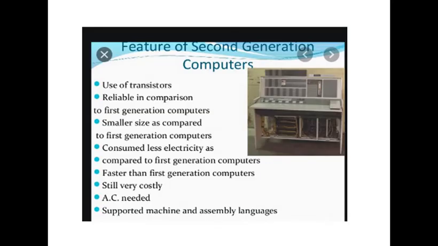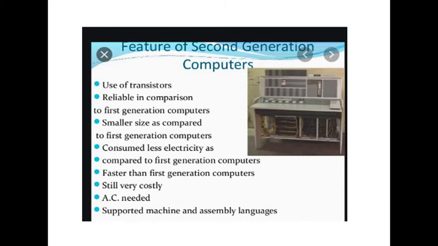Then comes the second generation of computers. As you can see, I have placed an image also here. Quite smaller as compared to the first generation. What kind of technology was used, what kind of circuits were used? That was transistors. So in the second generation of computers, transistors were used.